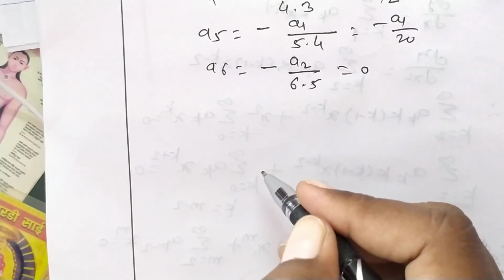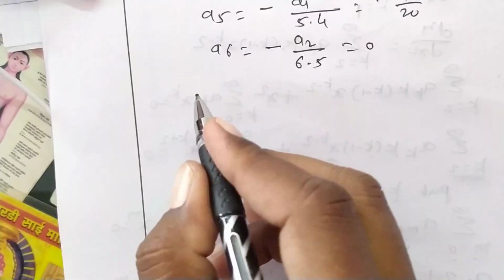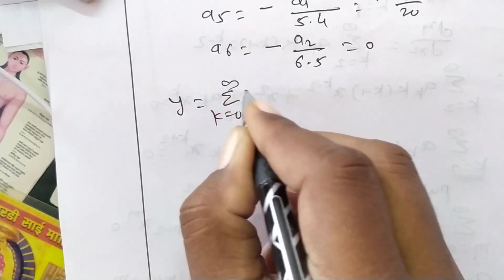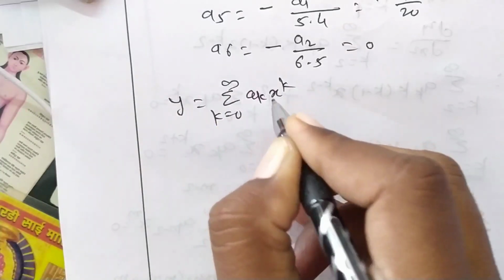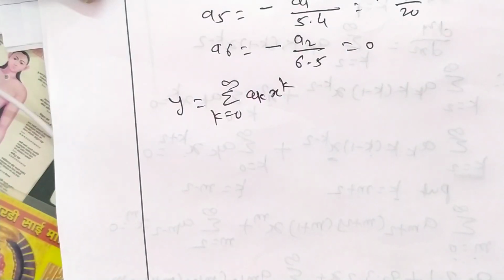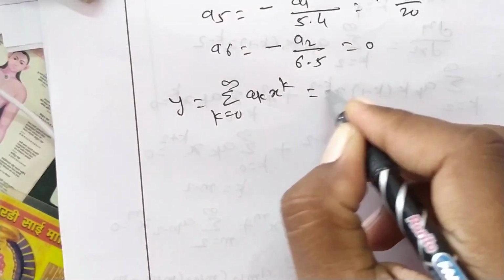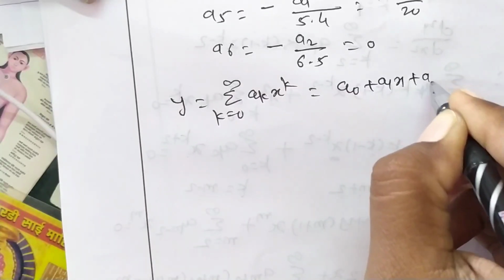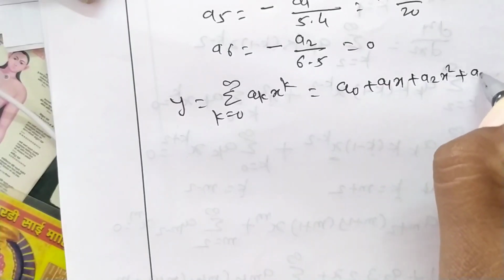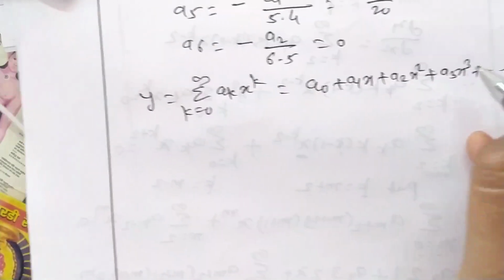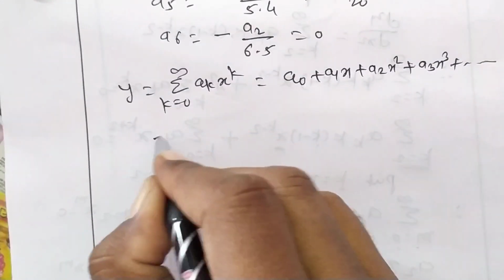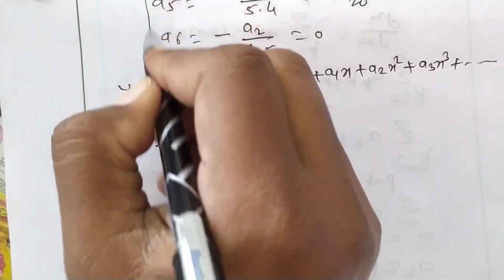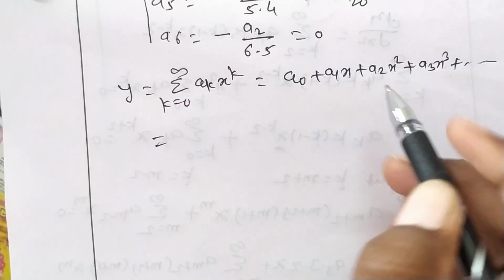Now we have to put all these values in the solution. The solution which we assumed was y is equal to summation of k varies from 0 to infinity ak into x raised to k. We took this solution earlier. If we expand this series for k equal to 0 to infinity, then we write a0 first plus a1x plus a2x square plus a3x cube plus so on. Okay, so this is the expansion of this power series. Now in this power series we have to keep a0 and a1 as it is, and put all the remaining constants in terms of a0 and a1.